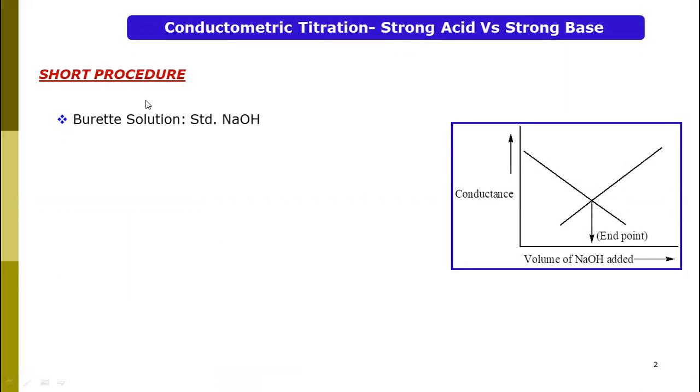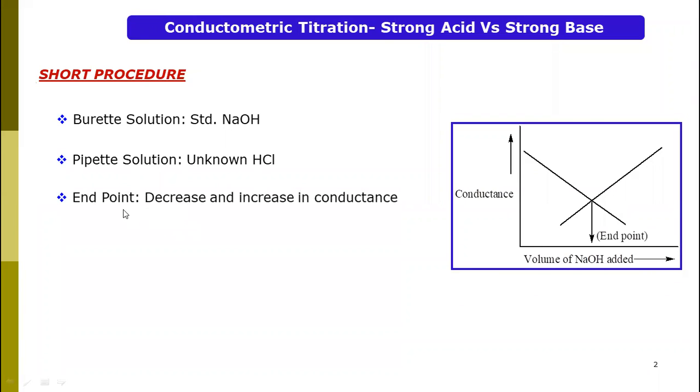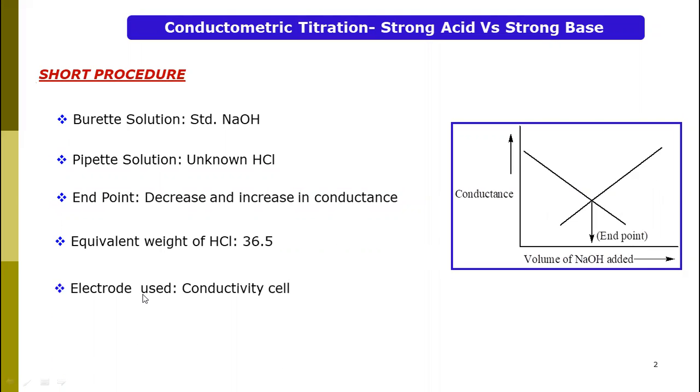And the short procedure for this: the burette solution is standard NaOH and the pipette solution is unknown HCl, and at the endpoint you'll be having decrease in conductance and increase in conductance. The decrease to increase will be called as your endpoint, right? The equivalent weight of HCl is 36.5 and the electrode we use is conductivity cell.